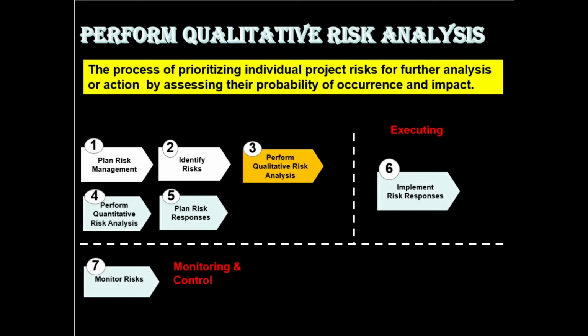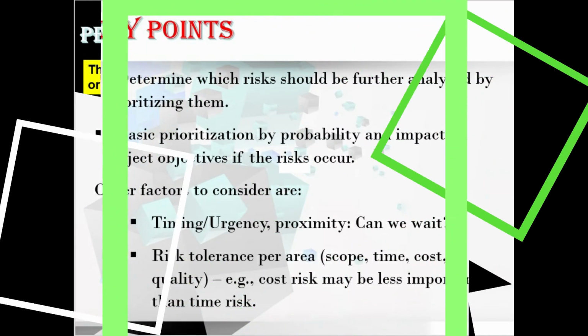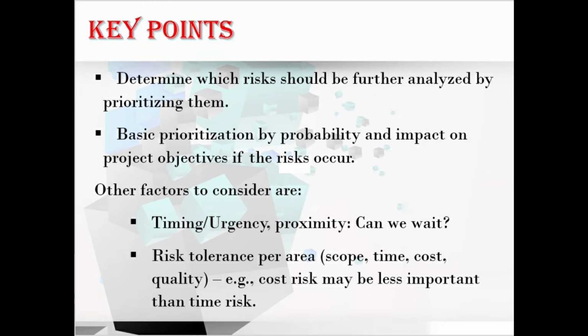We have some key points for this process. That is, it determines which risks should be further analyzed by prioritizing them. Second is the basic prioritization by probability and impact on the project objectives if the risk occurs. And the third is other factors to consider, that is time or urgency or proximity, and also the risk tolerance per area with respect to scope, time, cost and quality. For example, cost risk may be less important than time risk.